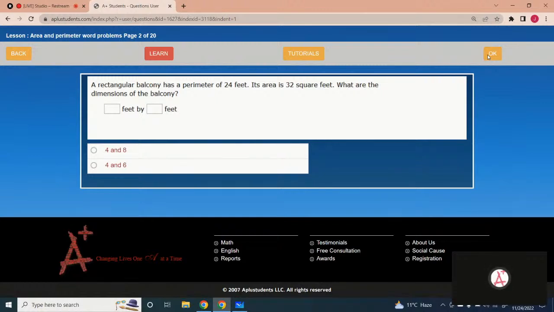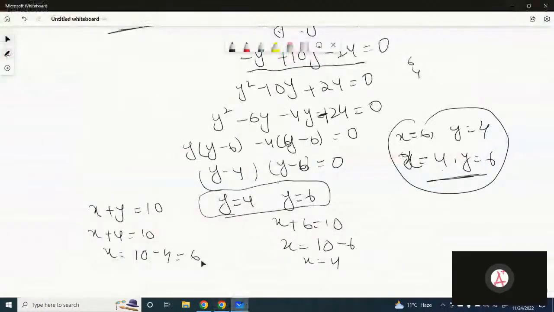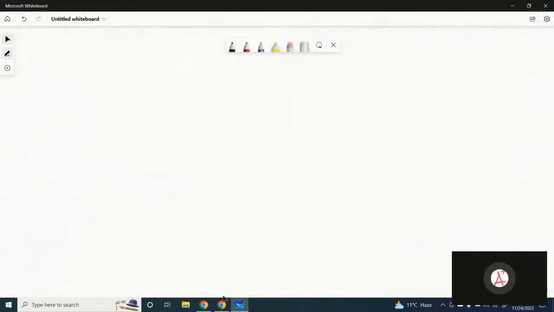Okay, the rectangular balcony has a perimeter 24. It has the area 32. What are the dimensions of the balcony? That's exactly the same thing. But this time we have two options. Let's just use these options and do the question easily. Got it? Let me explain how we can use these two options to find the correct option. Got it? Because that's the method I did.